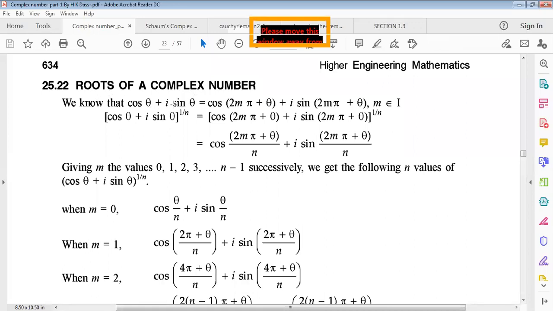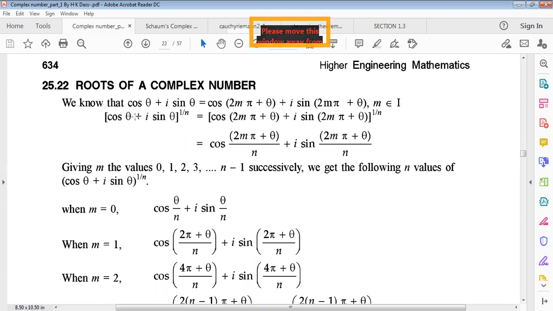Okay, roots of a complex number. We know that cos theta + i sin theta is the complex number in polar form. This cos theta + i sin theta equals cos(2m pi + theta) + i sin(2m pi + theta), where m belongs to the integers. Integer means whole number, it may be 0, or a positive or negative number. So 2m pi is added to the angle.